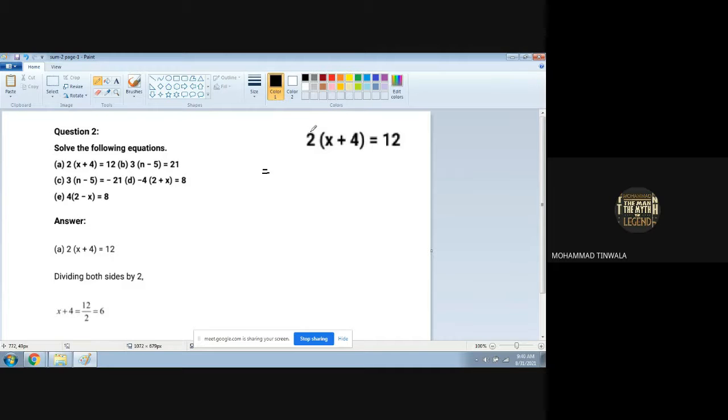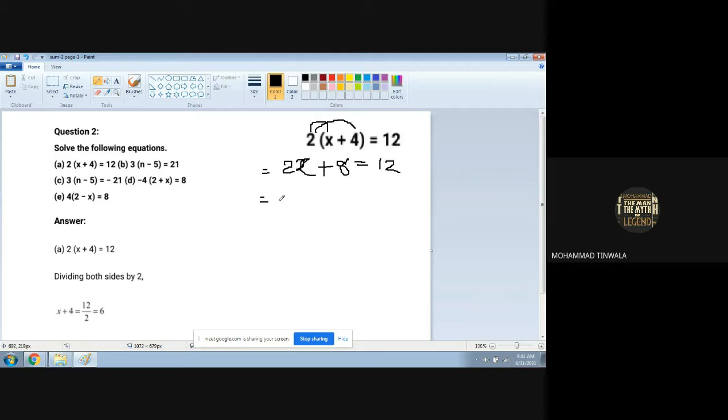This 2 is for both 2 into x as well as 2 into 4. So we will keep this 2x as it is, plus 2 4s are 8, is equal to 12. Any doubt here? No, sir. Okay. So now we have to find the value of x.